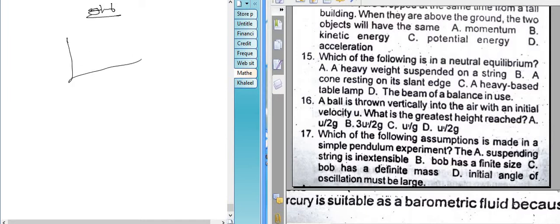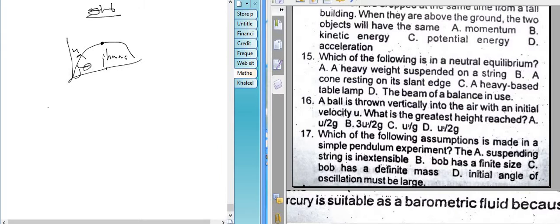Question 16. A ball is thrown vertically into the air with an initial velocity u. What is the greatest height it reaches? This is a question from projectile. We're looking for the maximum height. Since the body is projected, we have initial velocity u and angle theta, and to reach this point is the maximum height, h max.